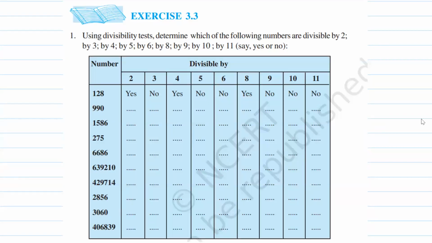Hello everyone. In this video, we will see the continuation of the third chapter, Playing with Numbers, exercise 3.3. The first question of exercise 3.3 is, using divisibility test, determine which of the following numbers are divisible by 2, 3, 4, 5, 6, 8, 9, 10 and 11. Just have to write yes or no like that. So we have to check it with the divisibility rule of each and every number.